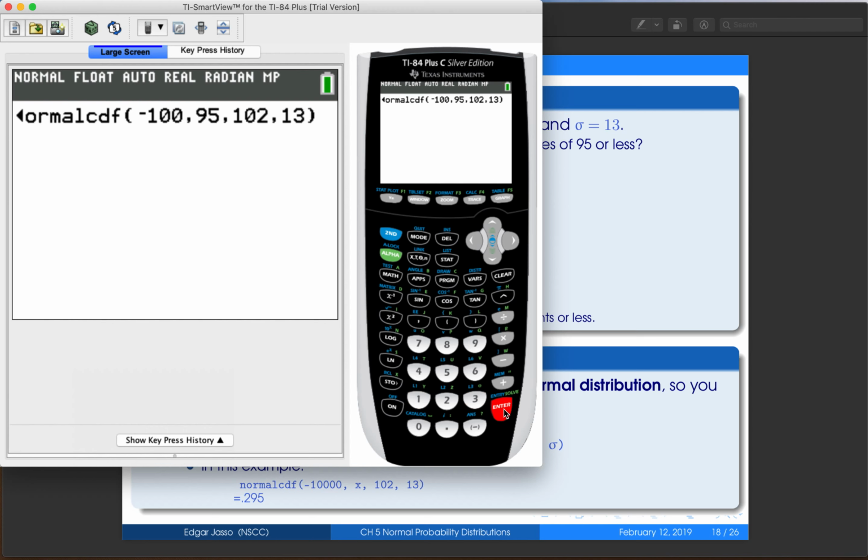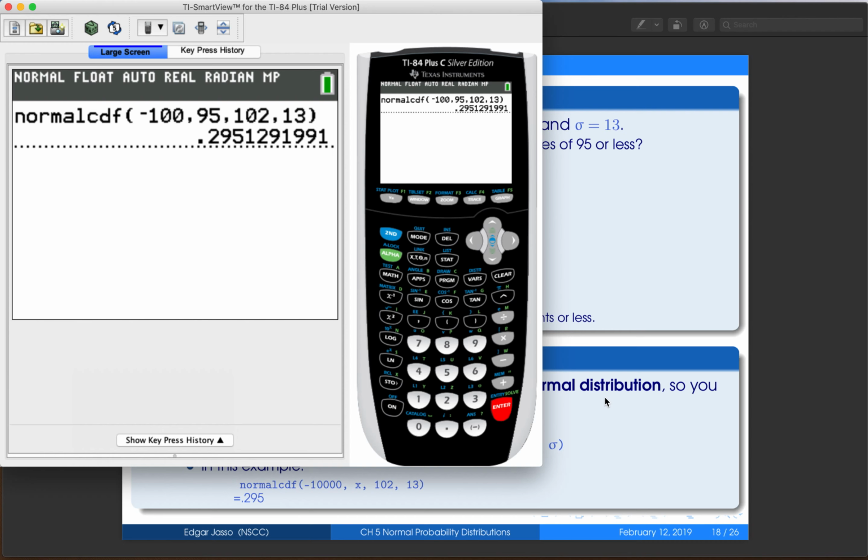And again, if your calculator does not prompt you for that menu, you have to type it here in this command line. Just know the order. It's left, right, mean, standard deviation. Press enter, and you get the same answer. So you don't need to convert to z-scores.